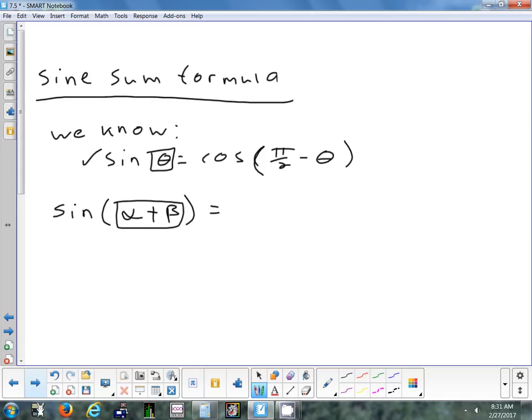We're going to use that idea somehow. So the only way we can figure out sine of a sum is if we can rewrite it in terms of cosine, because that's the only formula we know. Can anyone think how I can rewrite what I have there using what's up above?